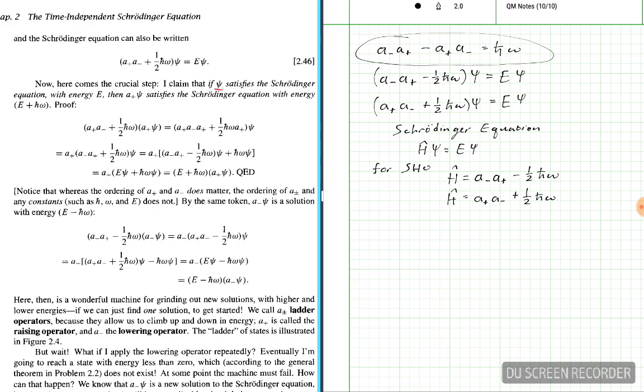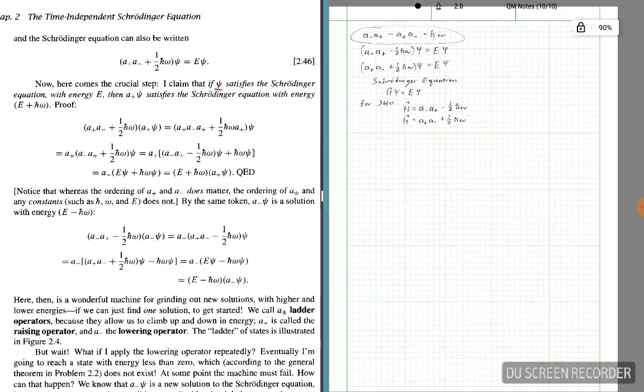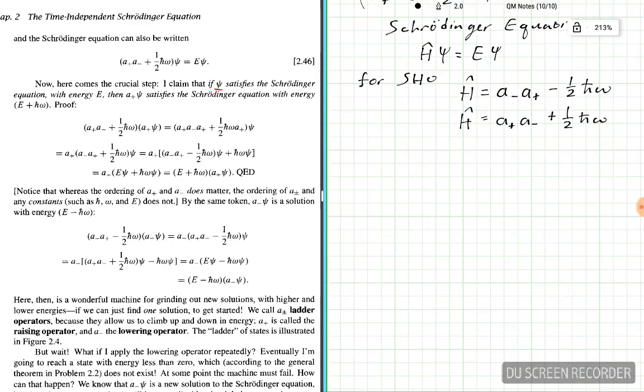So what we have here is that if psi satisfies the Schrodinger equation, this guy, so if psi is a solution, meaning we have something whereby the total energy operating on the wave function equals the energy of the wave function, then the whole point of going through all this exercise is to have something where this solution to the Schrodinger equation should produce the energy plus h bar omega.